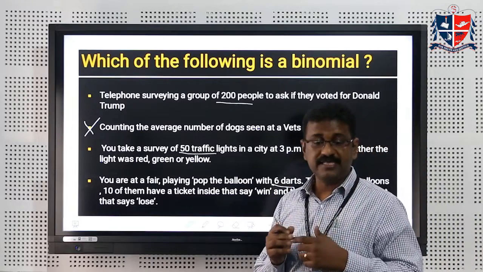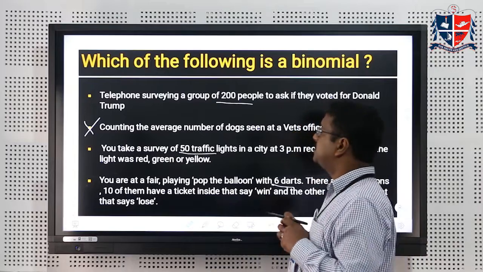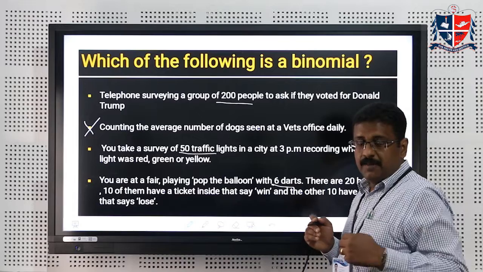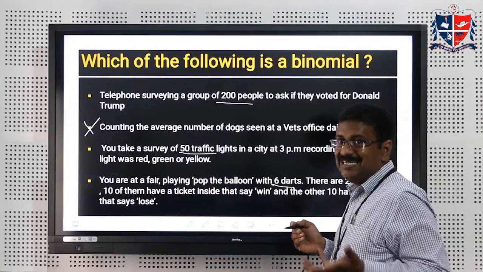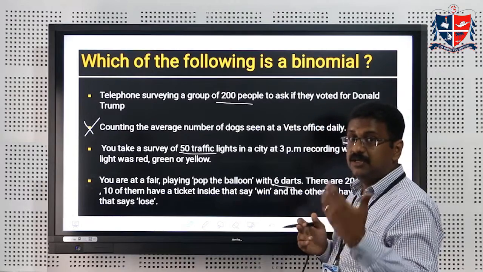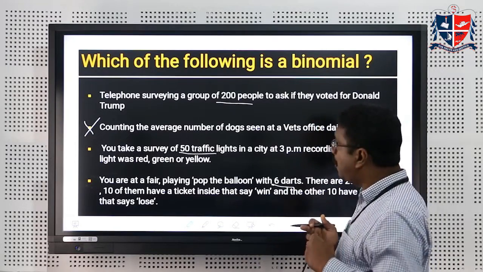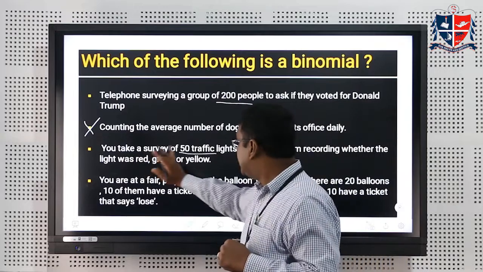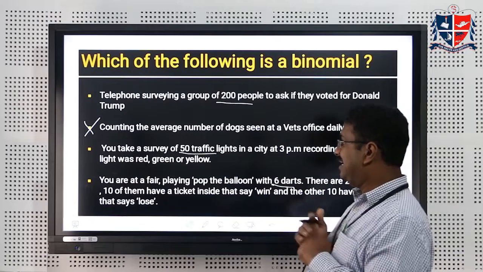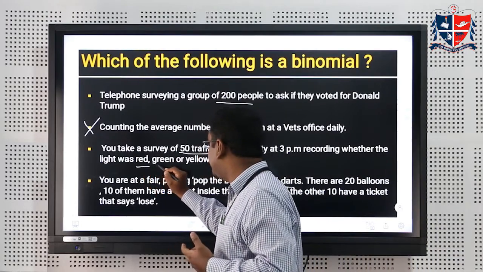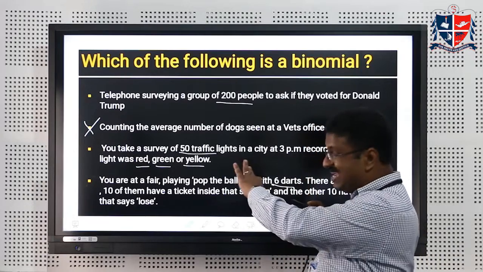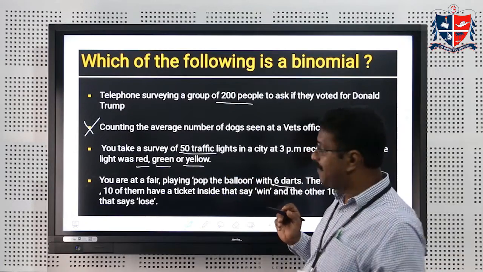So the next question is, are there only 2 possible outcomes? If you're doing a telephone survey to ask if they have voted for Donald Trump, the possible outcomes you can get are either a yes or a no. So that qualifies it to continue in the race of a binomial problem. Now you take a survey of 50 traffic lights in a city at 3 p.m., whether the light was red, green or yellow. The outcomes could be either red, green or yellow. So there are not 2 outcomes, it is 3 outcomes. So this doesn't qualify as a binomial problem.